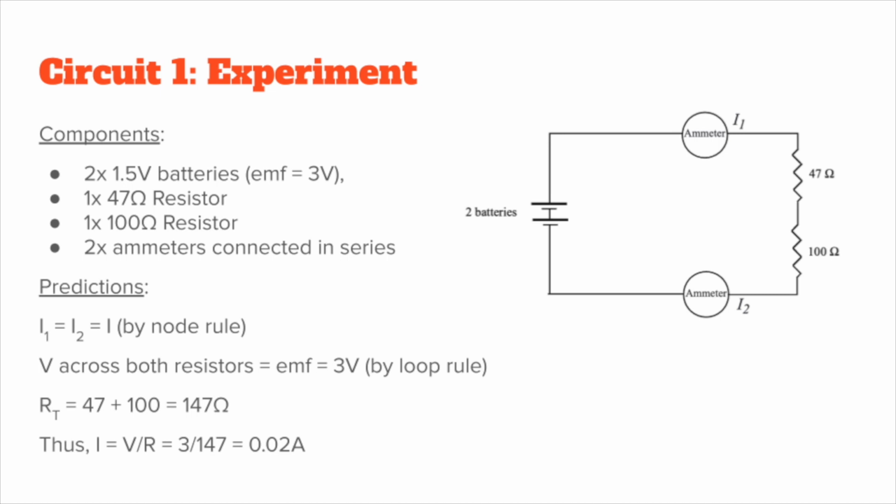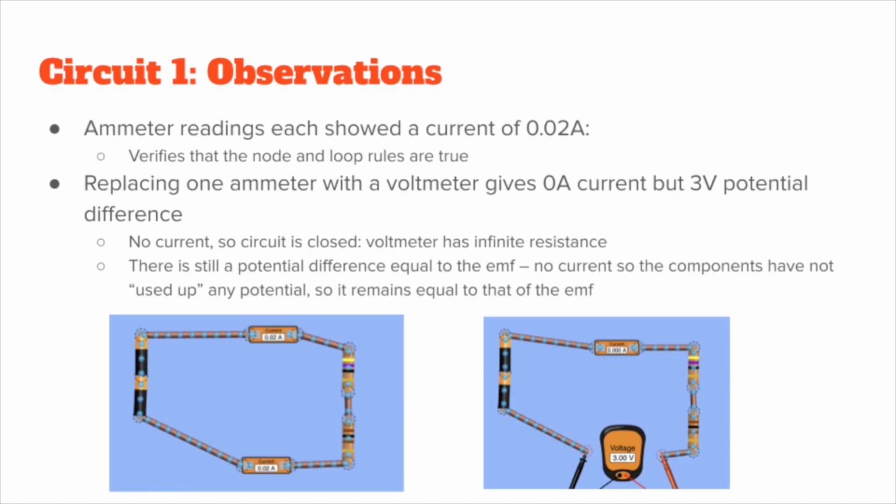So in the first experiment, our setup, we want to connect two 1.5 volt batteries to create a battery of 3 volts to a 47 ohm resistor, a 100 ohm resistor, and 2 ammeters all connected in series. Using our node rule and loop rule calculations, we should find that the current measured in the ammeters should be 0.02 amps. Upon doing the experiment, we see that the ammeter readings both show a current of 0.02 amps, and replacing one ammeter with a voltmeter gives 0 amps current but a 3 volt potential, which means that there is no current, so the circuit is open. In other words, the voltmeter has an infinite resistance, but there is still a potential difference equal to the EMF.